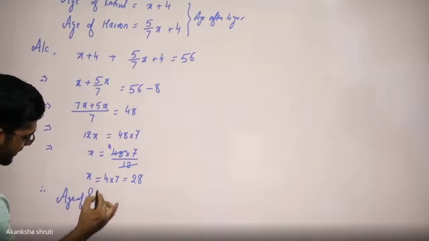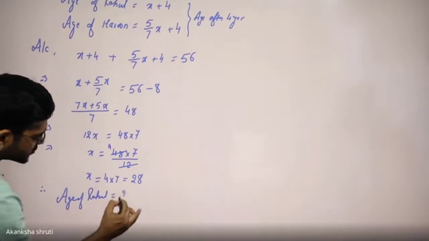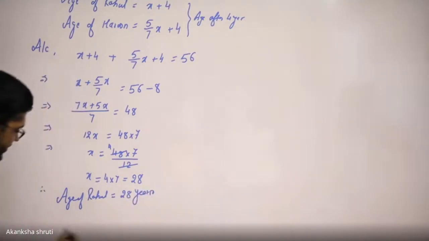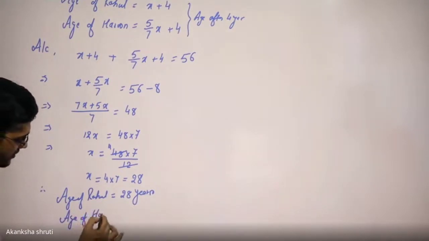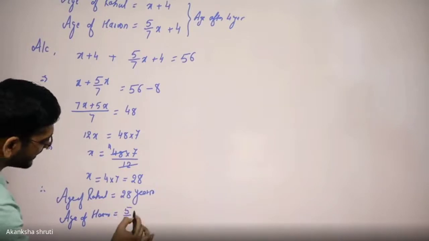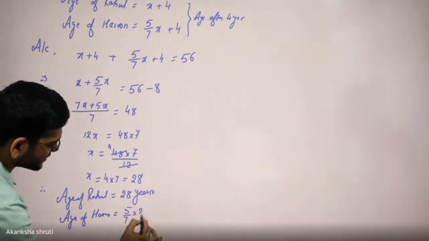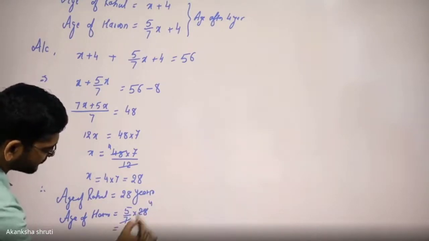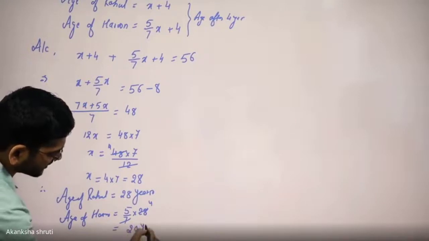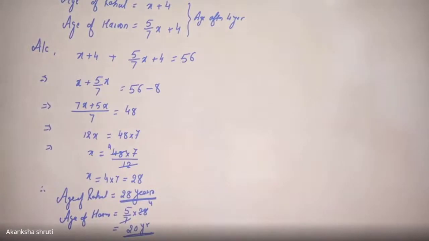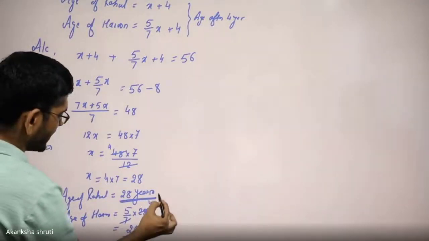Rahul. This is 28 years. So do not forget to write the unit. And the age of Harun is given as 5 by 7 x. So 5 by 7 into 28. 7 4s are 28 and 5 4s are 20. So it is 20 years. Okay, student. So these two are the required answer.